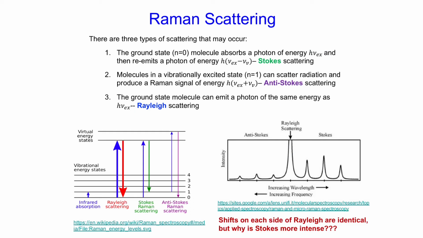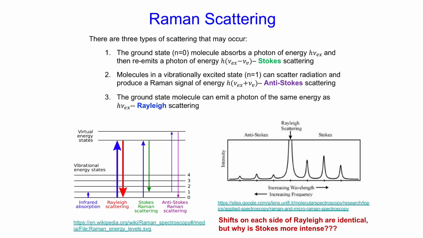Okay, last question I have regarding our Raman spectroscopy is you'll notice that the shifts on each side of your Rayleigh line, as we just said, are identical. But could you explain to me why the Stokes lines are more intense based on what we've just talked about in our energy level diagram? Pause the video and take a minute to think about if you can rationalize why these peaks are more intense than the anti-Stokes. And don't forget about everything you know about your Boltzmann distributions and your population distributions.